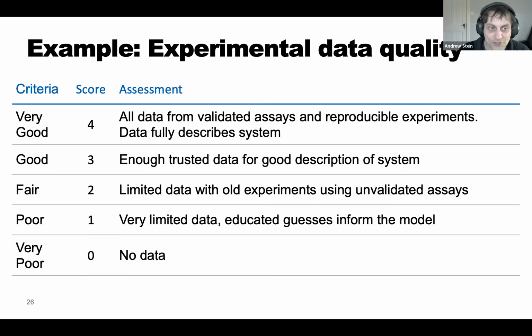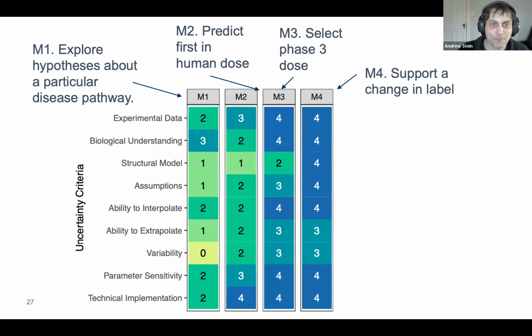And depending on the type of thing you're using the model for, you might require different scores. So what I'm showing here is just different scenarios. In one scenario, if you're just using the model to explore hypotheses about a pathway, to help motivate new experiments or new targets to go after, you might be able to tolerate relatively low scores. You might not even care that much about patient variability.